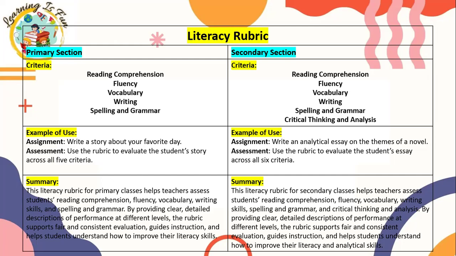Same when you are checking the secondary section, then critical thinking and analysis should be there also. Why? Because these are bigger kids, elder kids, and they can give you more results as compared to a primary student. So critical thinking and analysis should be there in their rubric.